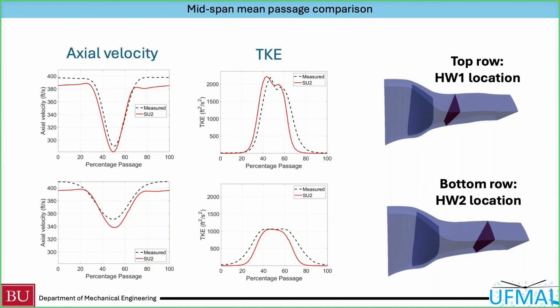The horizontal axes here are percent passage. The red solid line is SU2, and the black dashed line is the hardware time-average mean passage value. The values are centered to match the velocity deficit center. Overall, the velocity and turbulence kinetic energy are in reasonably good agreement with the experiment.